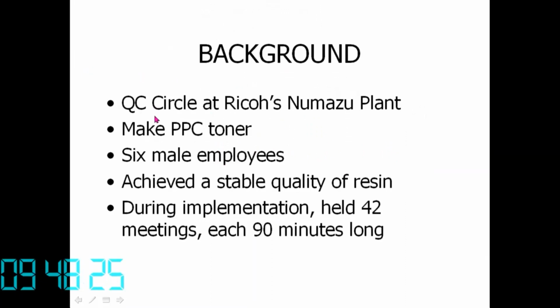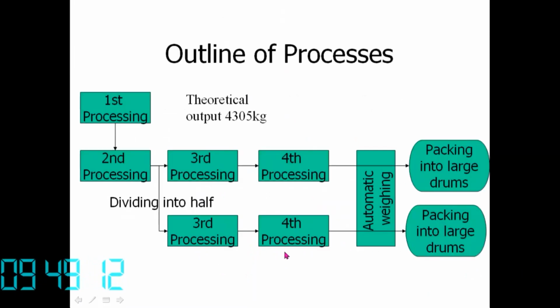So the background: this is regarding a quality control circle at RICO's Nimazu plant. This plant is making PPC toner. This QC circle has 6 male employees. Their main contribution was that they could achieve a stable quality of resin. During implementation, they held 42 meetings, each 90 minutes long. So think of the effort they had taken. And it is not every day, it is usually once a week. So almost a year they worked, and only then they were able to achieve this.